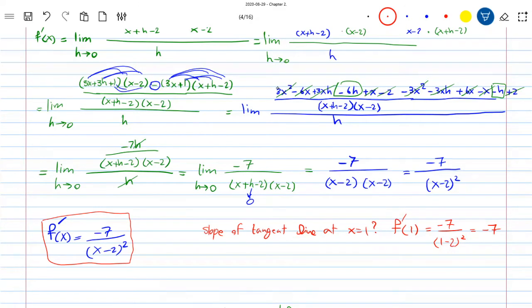Having this derivative function actually helps to calculate the slope at any point without going through the process over and over. So this derivative function is going to give you the slope at every location.